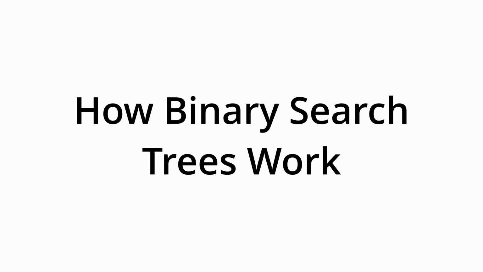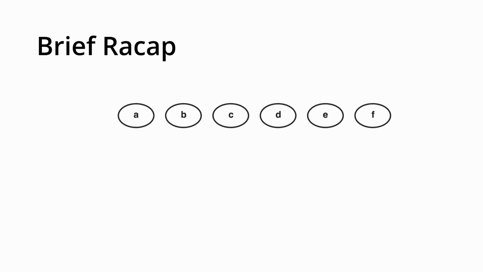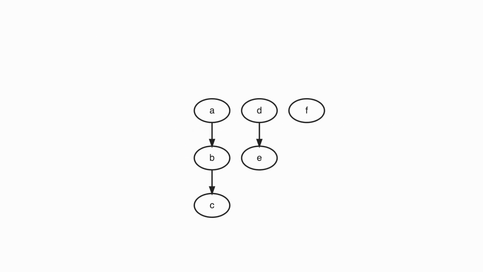In this video, we cover how binary search trees work. For an overview of what binary search trees are, watch my last video. As a brief recap, trees are made of nodes. Nodes contain data, and they can point to other nodes. Binary search trees have two additional restrictions.